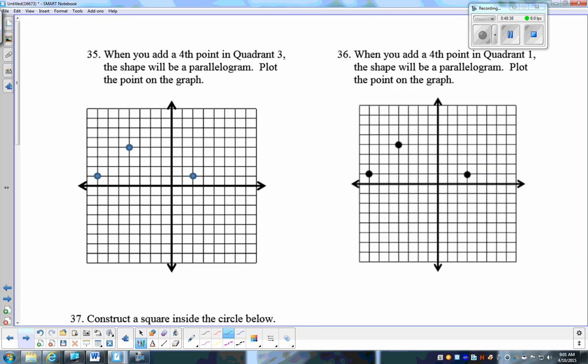35, when you add a fourth point in quadrant 3, the shape will be a parallelogram. So since I know I want to look for a parallelogram, I need to add something into this quadrant here. Let's look at my slopes. Up 3 over 3, so this is a slope of 1. Down 3 over 6, this is a slope of negative 1/2. So I need to find point D so that CD has a slope of 1 and AD has a slope of negative 1/2.